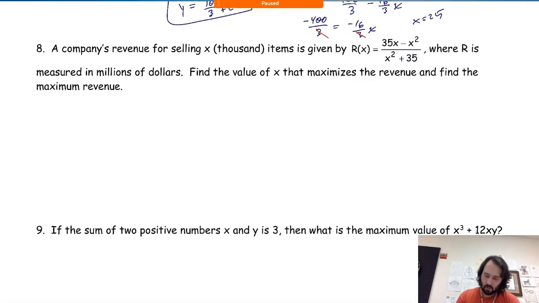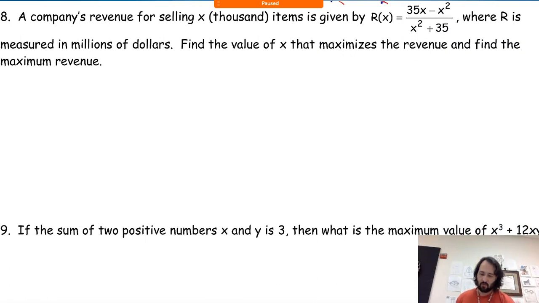Alrighty. A company's revenue selling for X thousand of items is given by this function, where R is measured in millions of dollars. Find the value of X that maximizes the revenue and find the maximum revenue. So I'm looking for R prime. So do your derivative slowly.